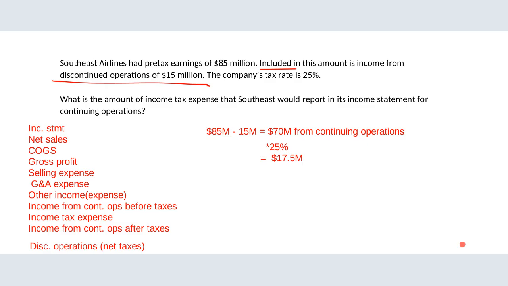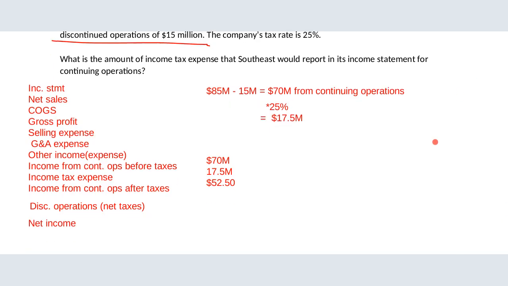So we have income from continuing operations before taxes. That will be the 70 million. Our income tax expense of 17.5 million. So after tax is 52.50. Oops.